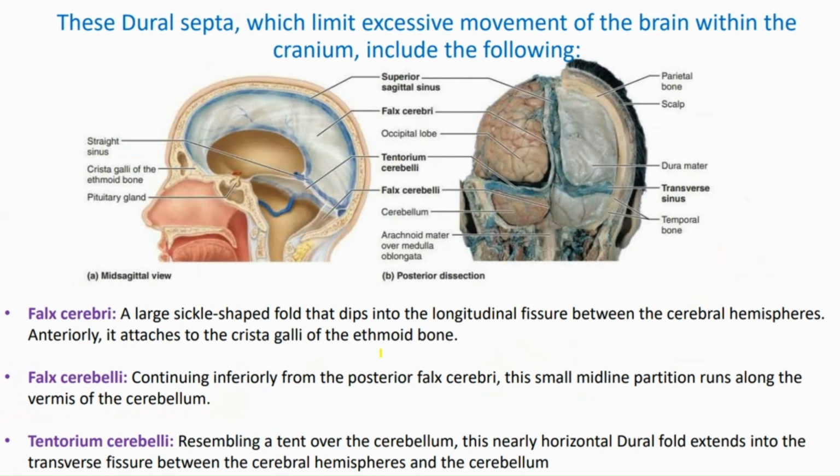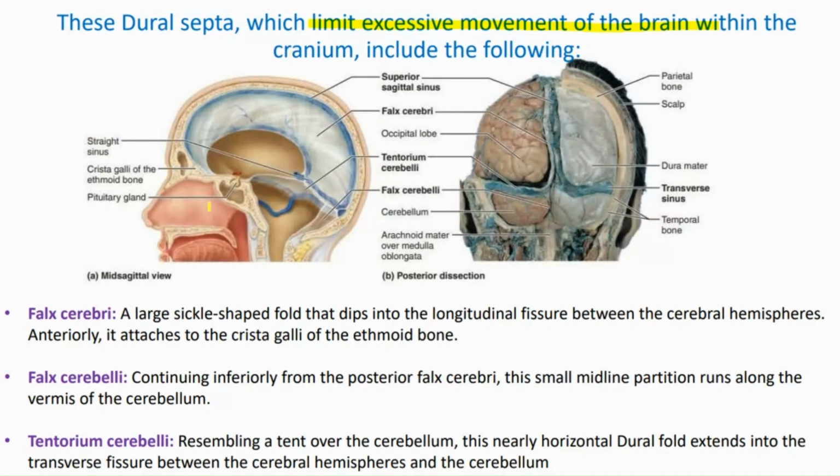Now, we mentioned dural septi or dural partitions that are formed by the meningeal layer of the dura mater. What's the importance of these septi? Why are they formed? These septi will limit the excessive movement of the brain within the cranium. They are like supports for the brain so that it doesn't move excessively, to limit the movement.